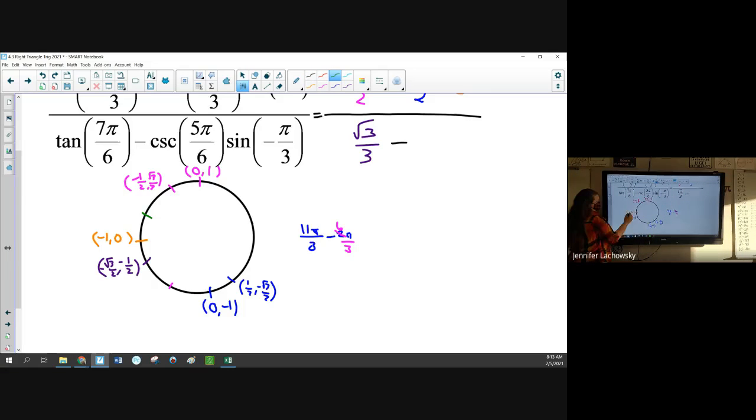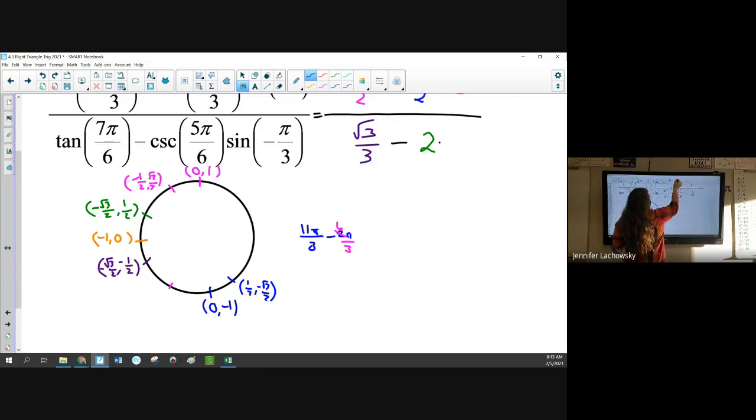5 pi over 6 at 150? So that's 1/2 and negative square root of 3 over 2. And what is cosecant the reciprocal of? So what is sine? So cosecant is 2. Okay.